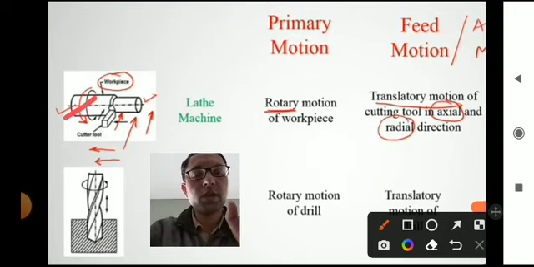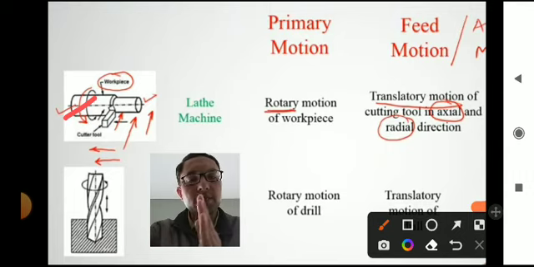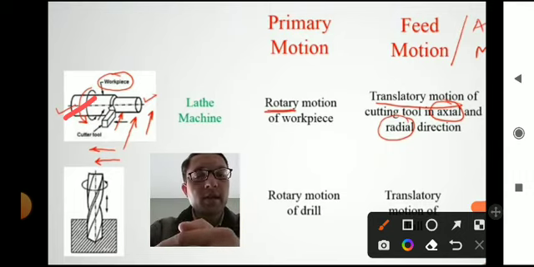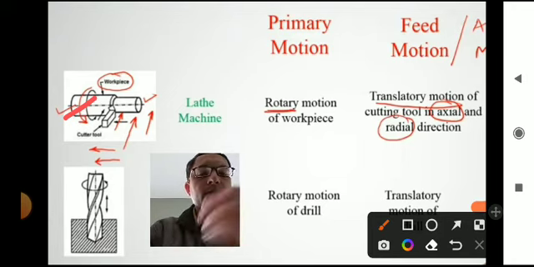The feed motion is in the translatory condition, and the workpiece motion is in the rotary condition. Okay, so whatever the workpiece motion that we are considering is the primary motion, and the feed motion is coming in the translatory condition, that is in the cutting tool.